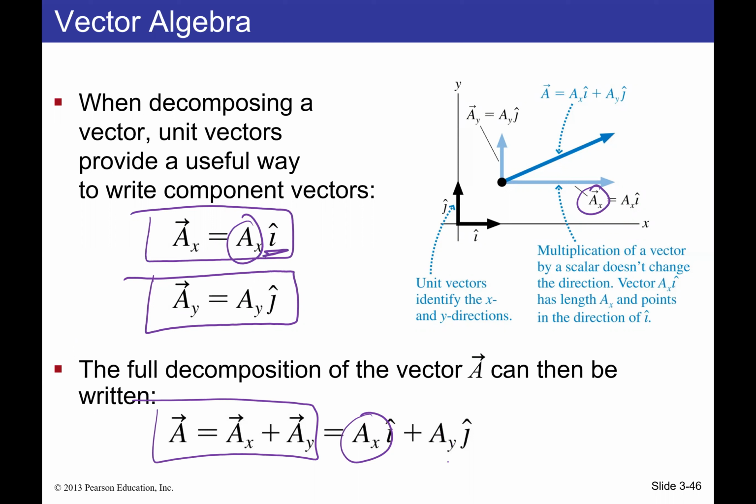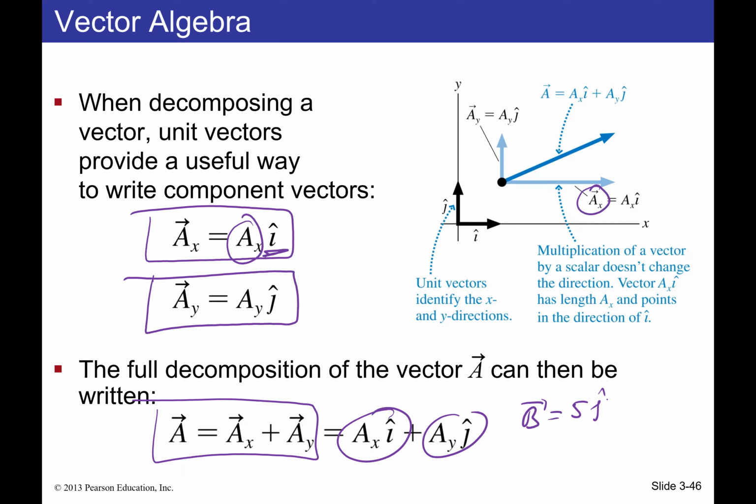If I have Ax I hat plus Ay j hat, I know this vector has both x and y components. If, for example, I have a vector B that is just 5 j hat, that means this is a vector with 0 I hat.